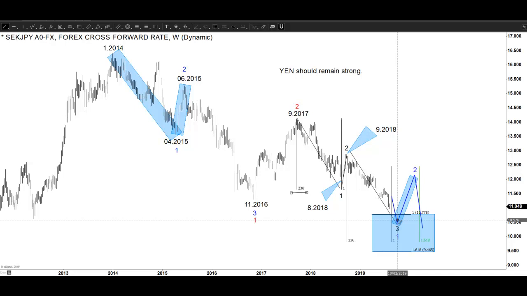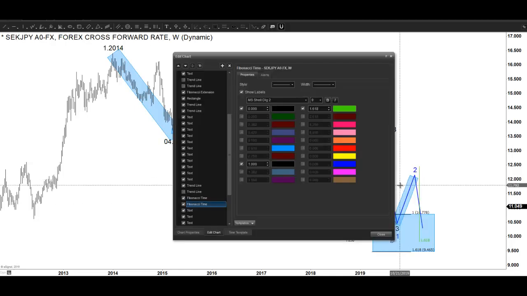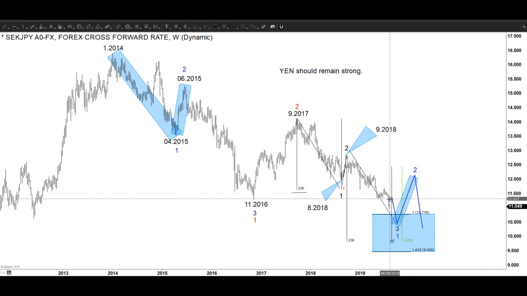So the expectation is that the yen is going to continue to be strong, and the expectation is that between August the 16th and November the 1st, we're going to see a period across the market in which the yen is going to be weak.